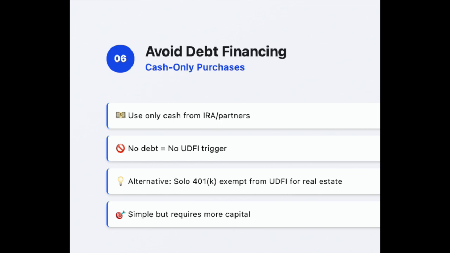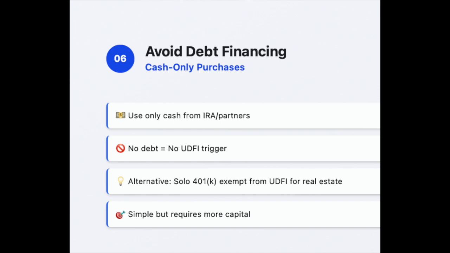Okay, let's circle back to that debt issue, UDFI. How do you avoid that specific trigger? Strategy 6 is the most straightforward way. Avoid debt financing entirely. Just use cash. Fund the whole purchase using only cash from the IRA or maybe cash from partners in that JV structure we talked about. Yeah. No debt on the property means no UDFI trigger. Simple as that. Simple. But maybe not always practical if the property is expensive.